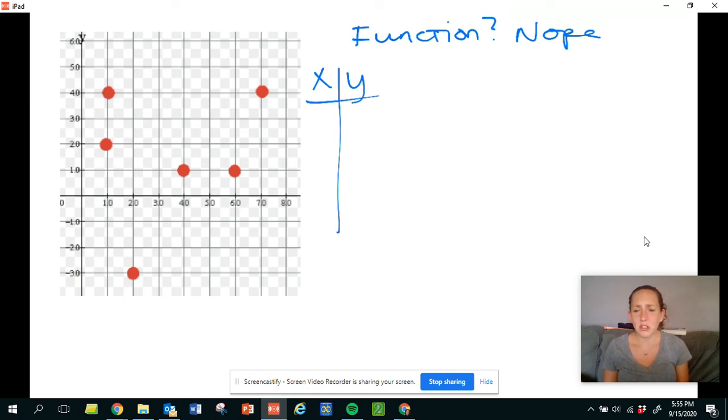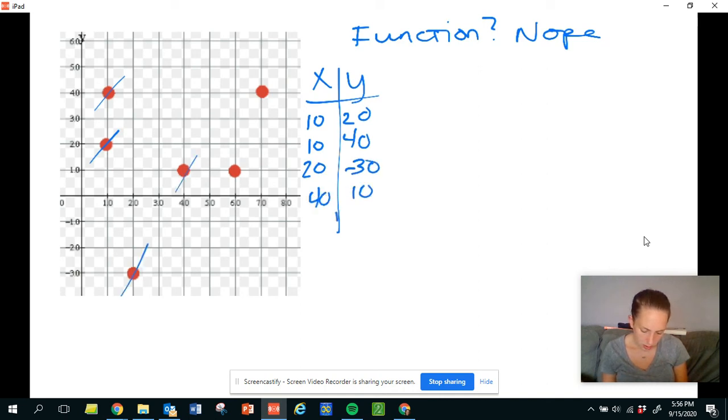It's much easier to make sure you don't forget any if you make a table. So every time I write down a point, I'm going to cross it off so I don't do it twice and waste my time. Anyway, first point is the point 10, 20, because all points are written x, y. Then I got 10, 40. That's this point. 20, negative 30. 40, 10. 60, 10. And 70, 40. Okay.